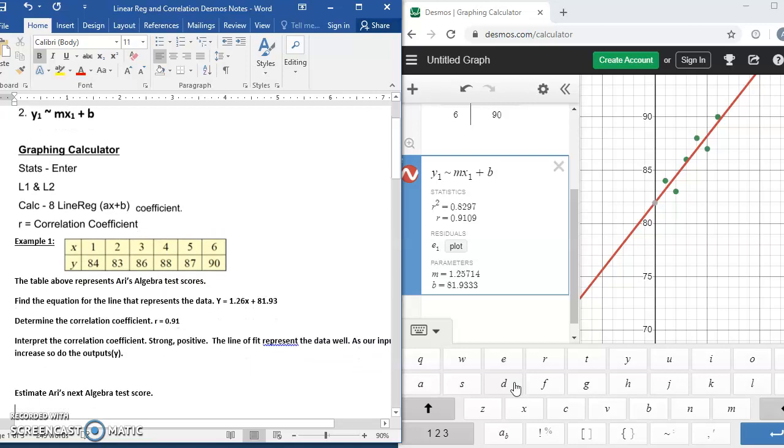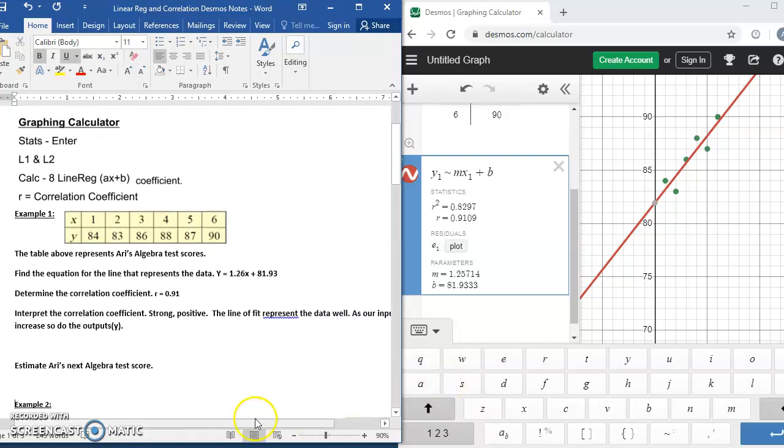Okay. We've got another question here, and this is asking us to estimate Ari's next algebra test score. Well, here's the good thing that we find when we use Desmos: we have an equation of a line, and we're going to use that equation of the line in order to determine what is Ari's next algebra test score.